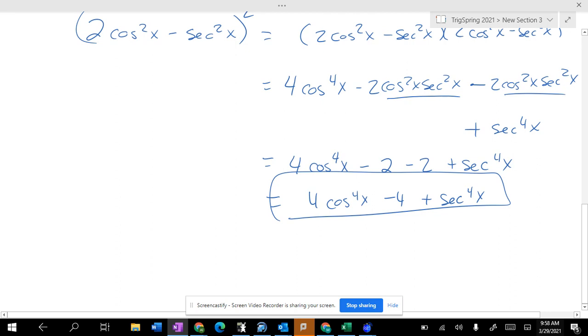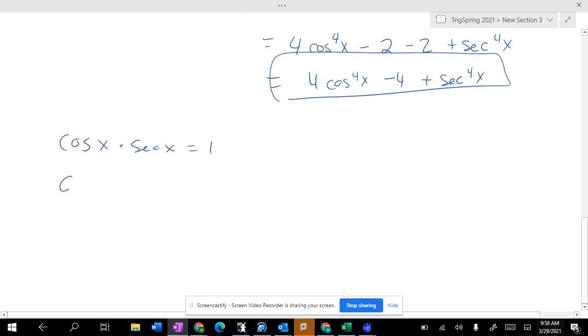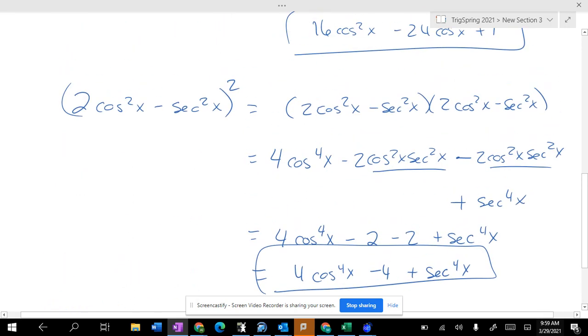Wacky, okay? So if you have cosines times secants, that's 1. If you have cotangents times tangents, that's 1. If you have cosecants times sines, that's 1. Besides that, then you just list however they're listed. Okay?